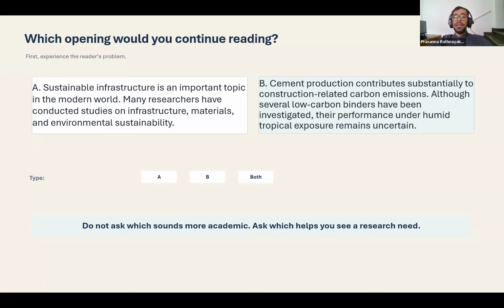Read both A and B and decide which one helps you understand more quickly why a study may be needed. You can type in chat A or B or both.